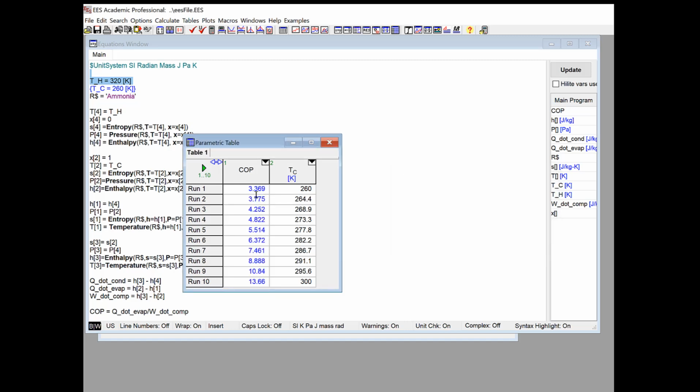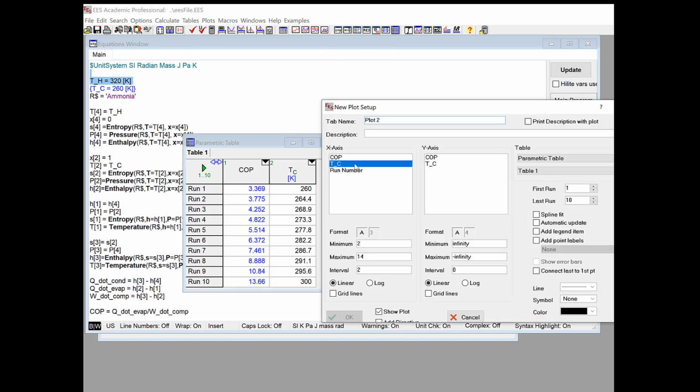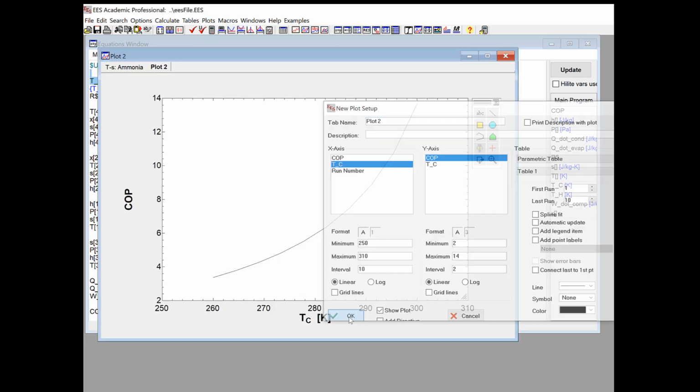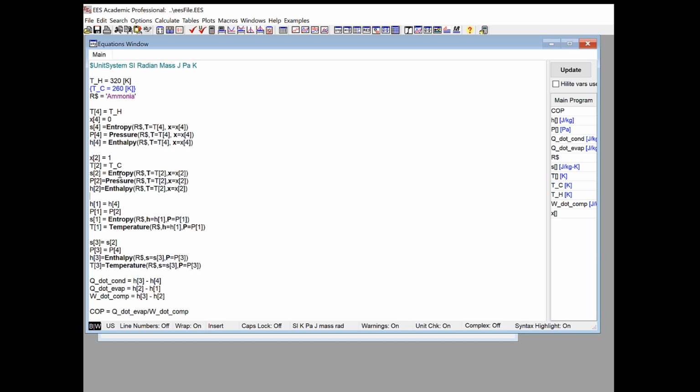And you can see this is how the COP varies with TC. If I want to make a plot, that's pretty simple. TC, COP, and hit OK. So yeah, this is a nice illustration of how to use the property functions in EES, and then some of the other sort of associated features of that.